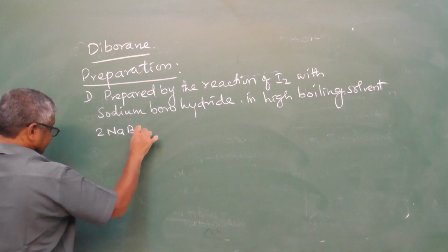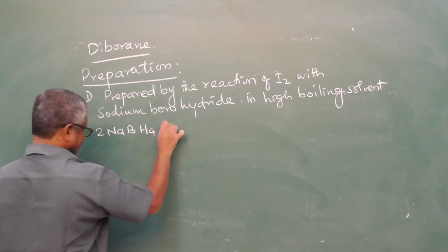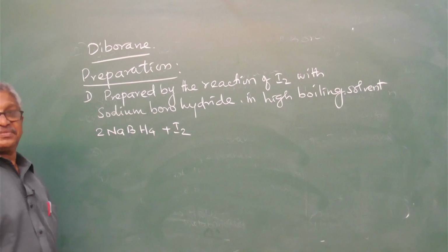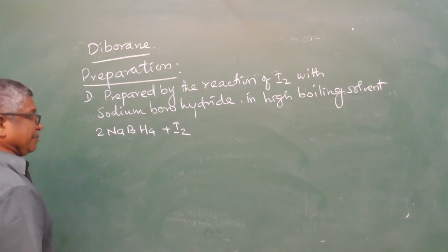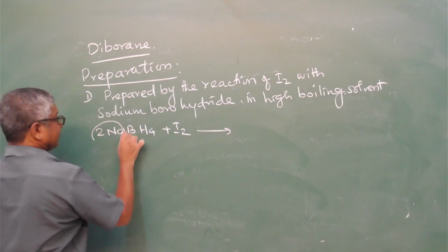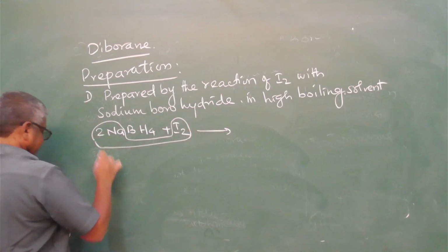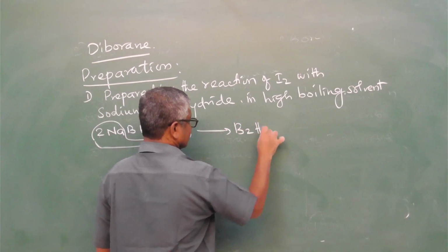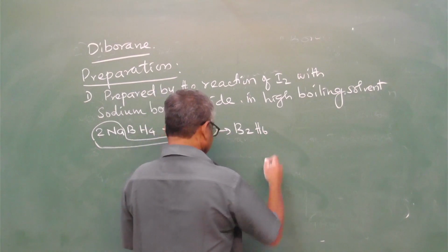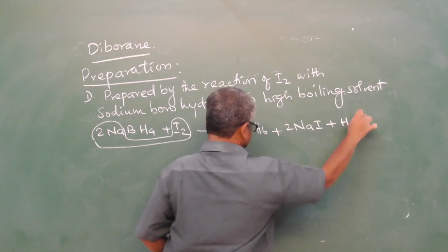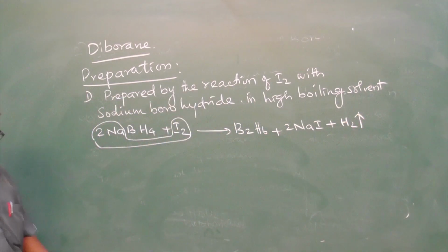The reaction is NaBH4 plus iodine. Sodium borohydride is a reducing agent. Sodium borohydride gives 2 sodium collects the 2 iodine, and forms hydrides of boron, called borane, with sodium iodide, with the liberation of hydrogen gas.